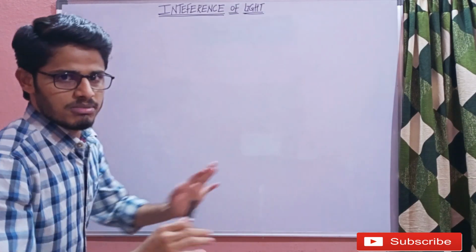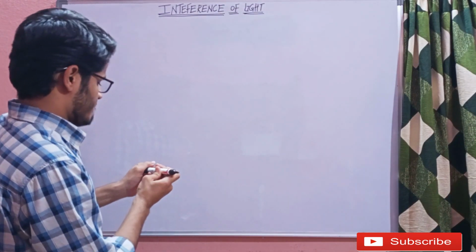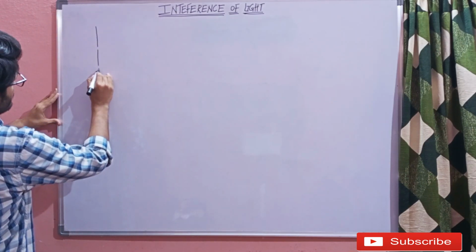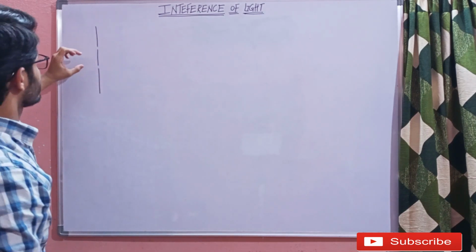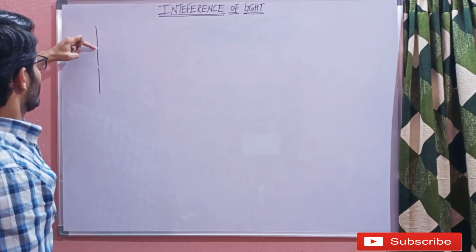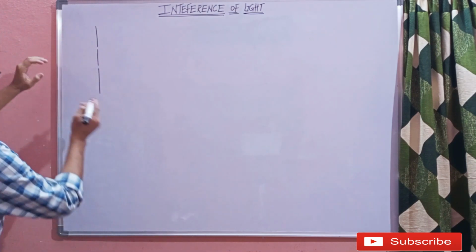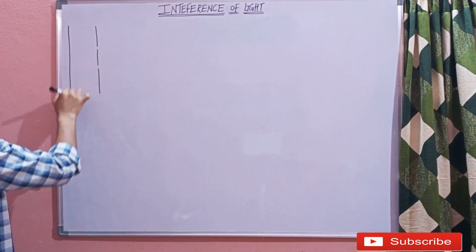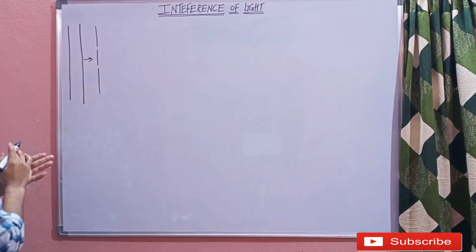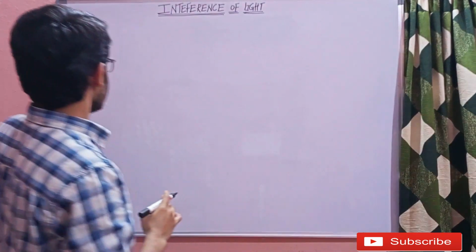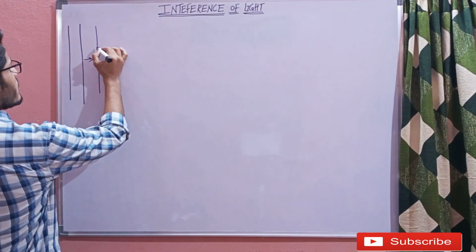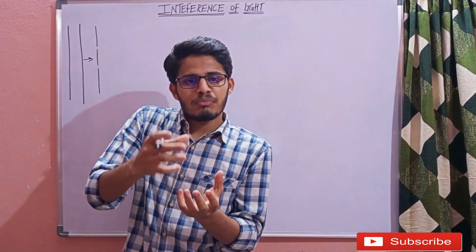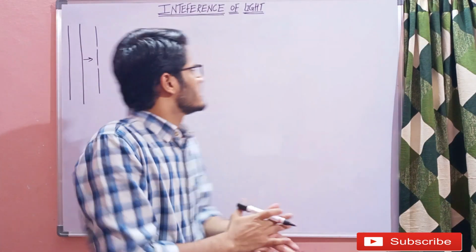Okay, so this is the Young's double slit experiment. We have the two slits, and we are passing plane wavefronts through the slits. As we know from Huygens principle, each point on the slit will produce a secondary point source of spherical waves.